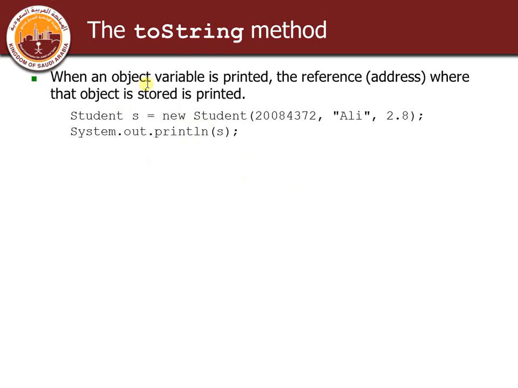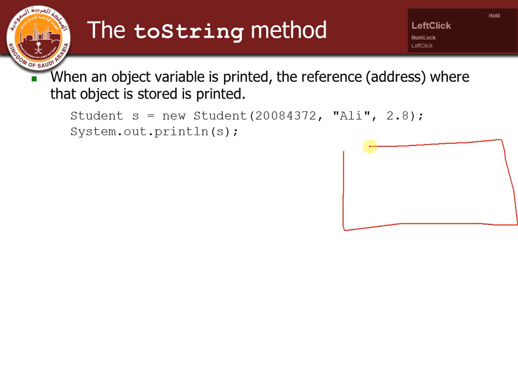So if I'm doing something like this without defining a method toString, what would be the output? What would be the output of this? What should I see on the screen? Yes? Very good. I'm going to see the address of S. I'm not going to see the ID. I'm not going to see the name. I'm not going to see the GPA. I'm going to see the address of that S, because by default S is not a primitive data type.